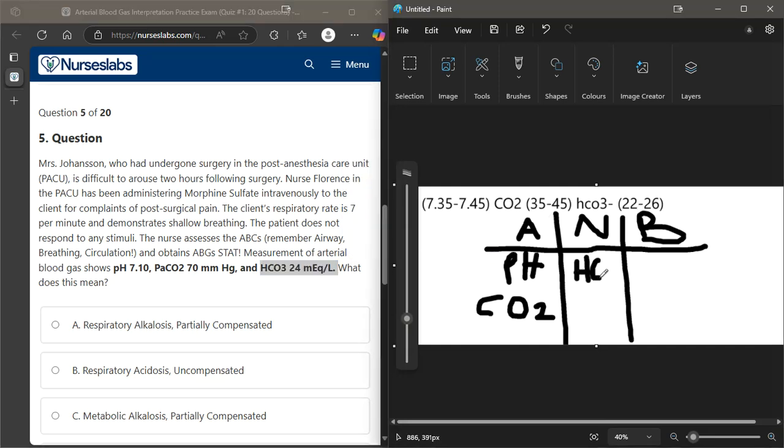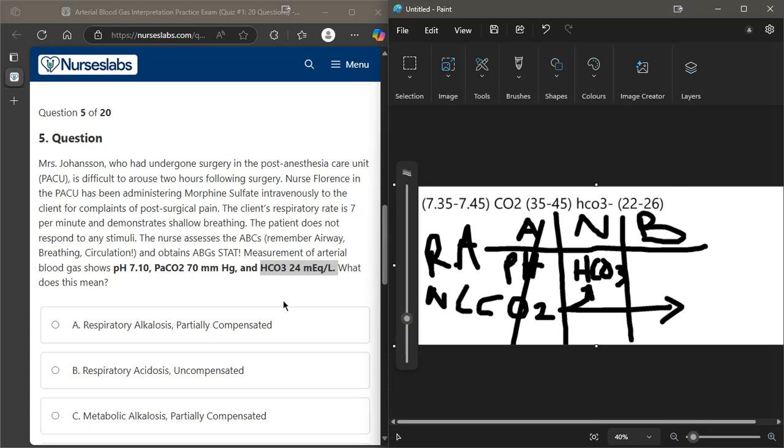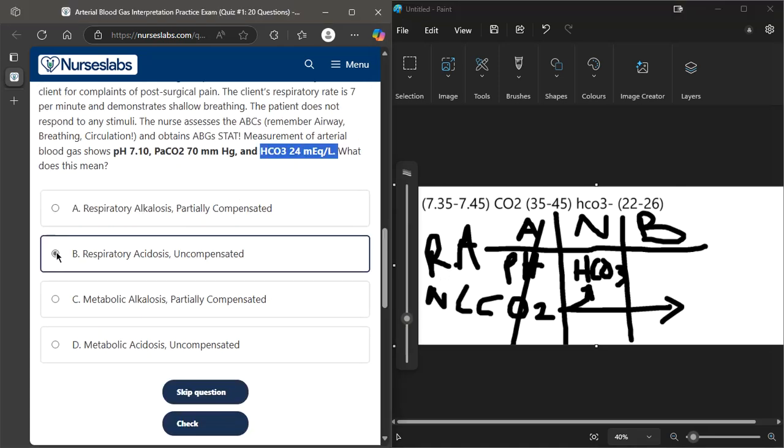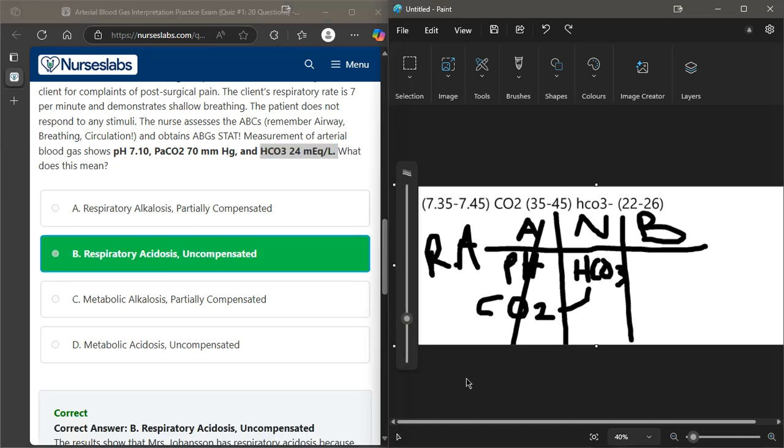So pH is with carbon dioxide. This is a respiratory acidosis. Then is there compensation? No, bicarb is under the normal tab. If bicarb was under the basic tab, it would have been partially compensated. So this is a respiratory acidosis with no compensation. Respiratory acidosis uncompensated. Okay, I hope you are now seeing how this method is really easy.